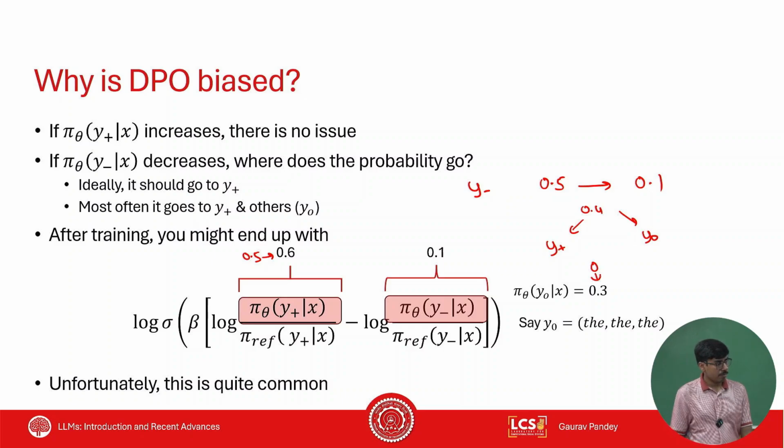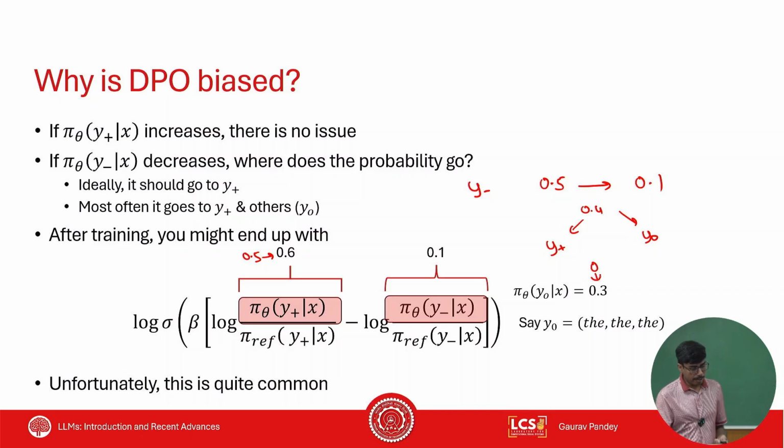Can you just repeat why this? Right. So if the probability of the negative output decreases, ideally we want that, right? The probability of the negative output should decrease. But the question is, where should that probability go to? If it goes to the positive output, see, because your loss is over the positive and negative output only. So if all the decrease in probability of the negative output goes to the positive output, then there is no issue, because you are comparing these two and that's what you want.